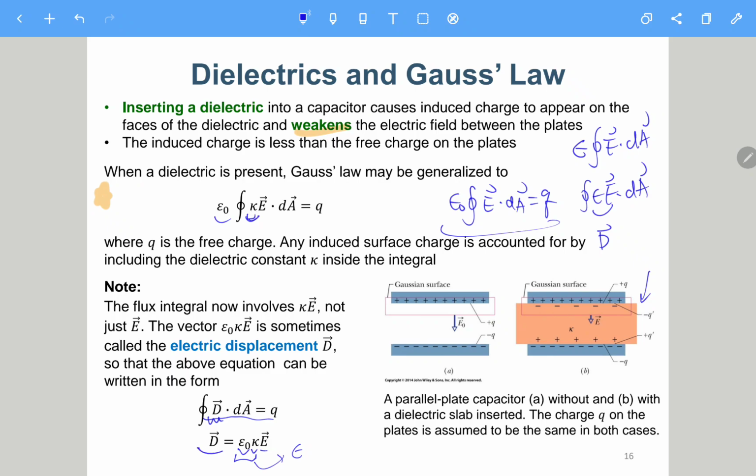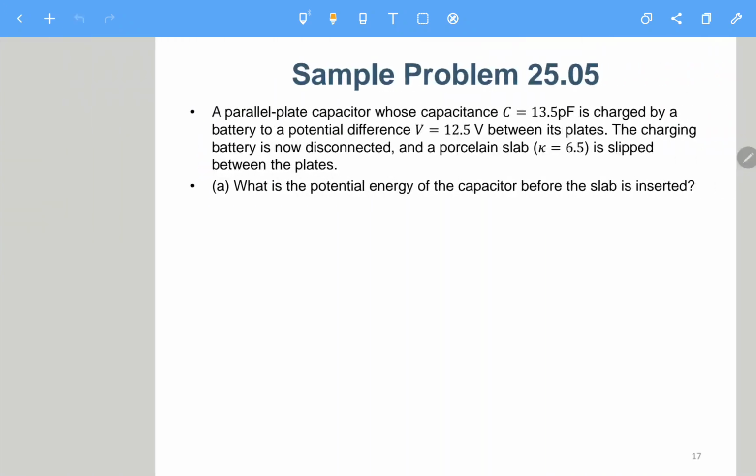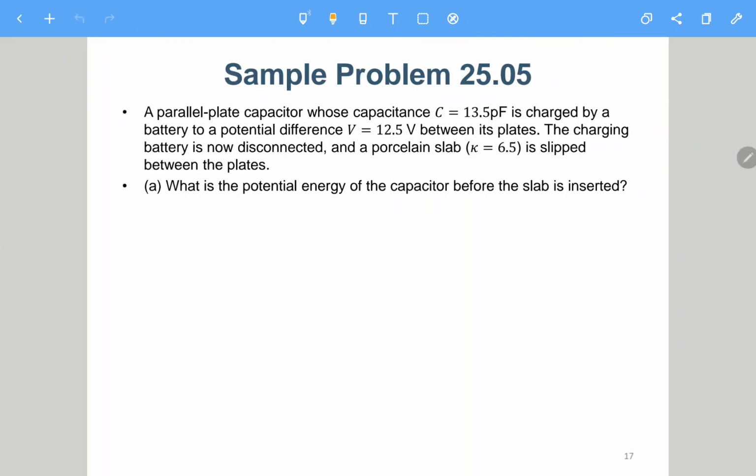And of course, just now I mentioned this D. This D is called electric displacement. But it only occurs once here and will not appear again, so don't take it too seriously this semester. So let's take a look at a sample problem.